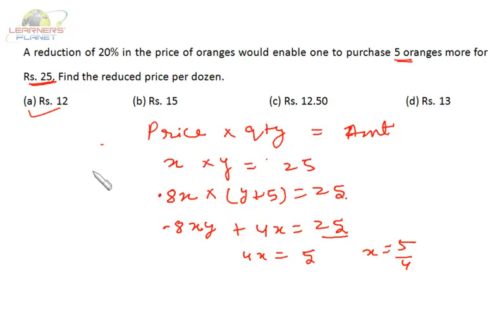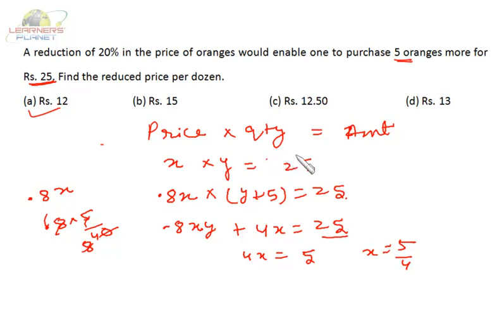Then what will be the new price? That is 0.8x, so 0.8 into 5 by 4. That is rupees 1 per piece. So we have to find the price per dozen, that is rupees 12 per dozen. Both the methods are similar. The previous one was very easy and very quick to do. This is a bit lengthy but very easy to understand. So whatever method you find convenient, you can go for that.